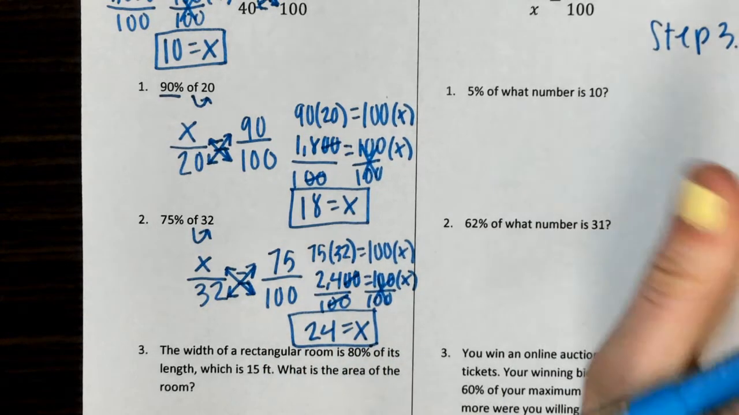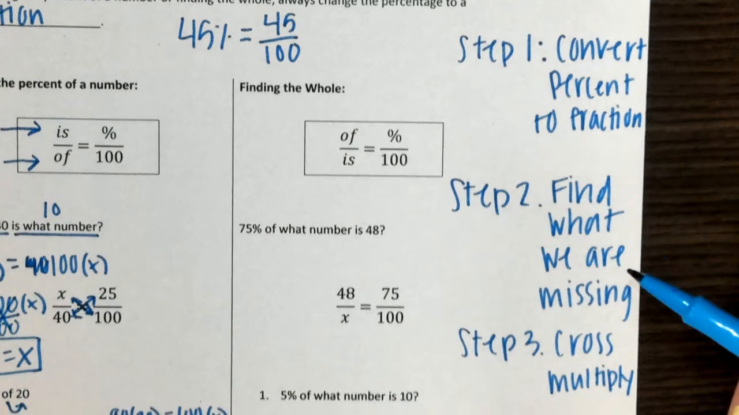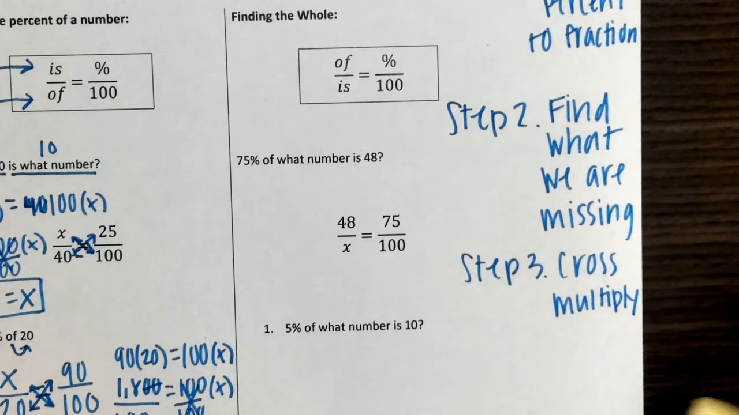Okay? So it's all about following the steps. So converting your percent to a fraction, finding what you're missing, and then cross multiplying.